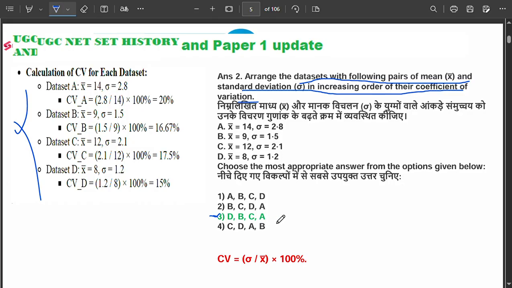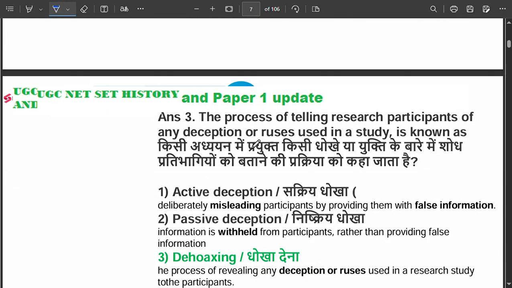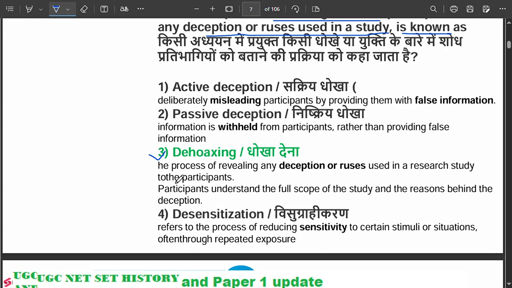Okay. Next, question number 3. The process of telling the research participants of any deception or ruses used in the study is known as. Option number 3, debriefing, was the correct answer. The process of revealing any deception or ruses used in the research study to the participants, so participants understand the full scope of the study and the reason behind the deception.